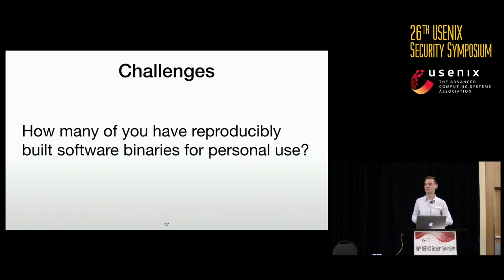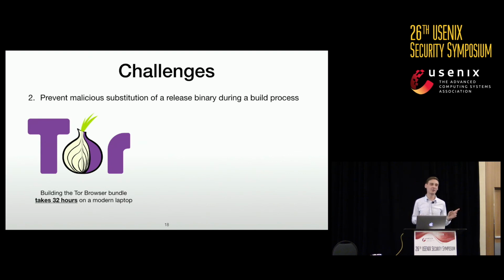3 people. Well, this is not very surprising because, for example, to build Tor Browser and all the dependencies, you need 32 hours on a laptop. I tried to do it myself, and I never could finish. And this is also a solution only for open source software. But what do we do with closed source software, which probably dominates the market nowadays?